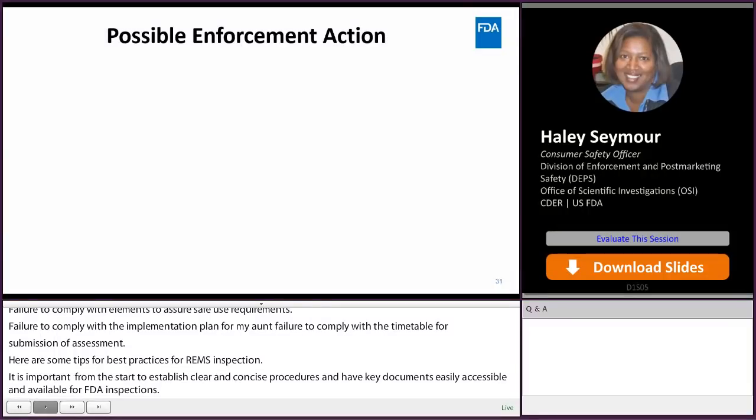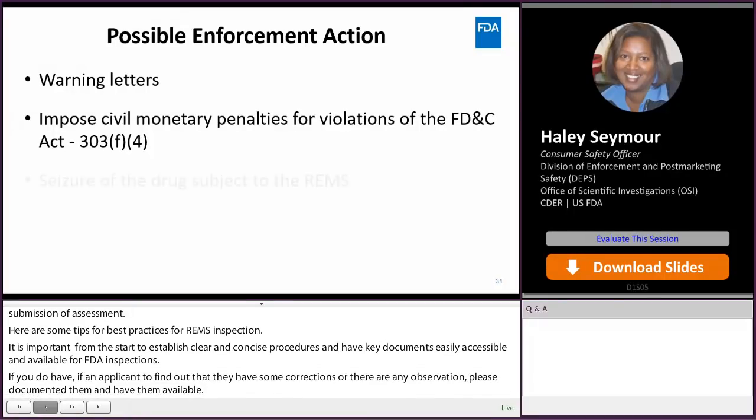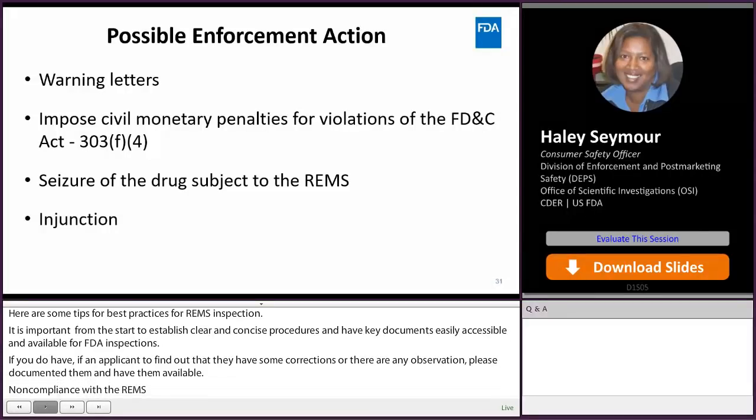Non-compliance with the REMS program can result in a warning letter. Other possible enforcement action includes civil monetary penalties, seizure, injunction. To date, we haven't had to impose any of these enforcement actions, but they are available.